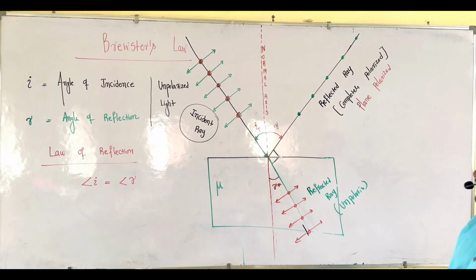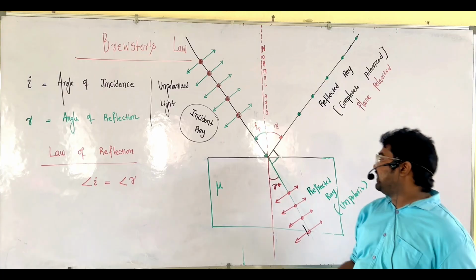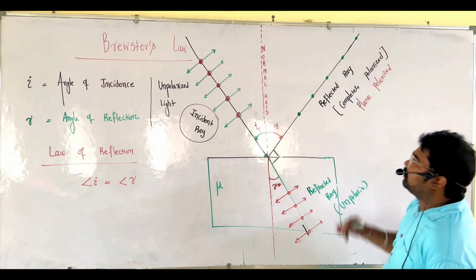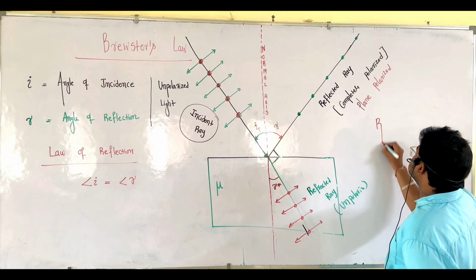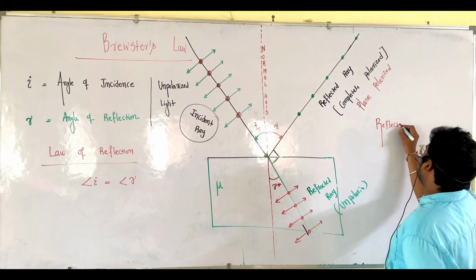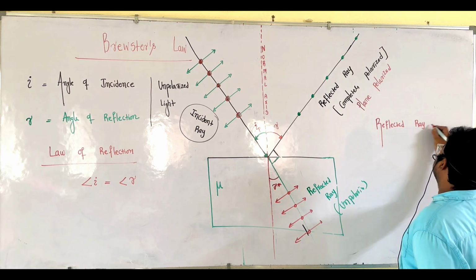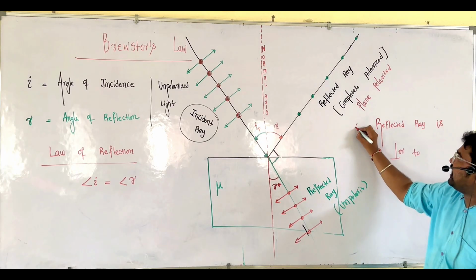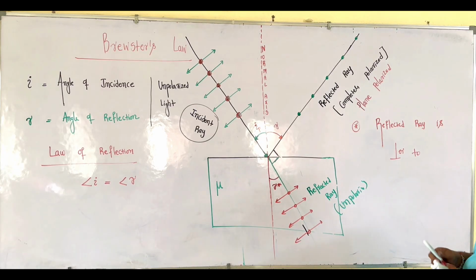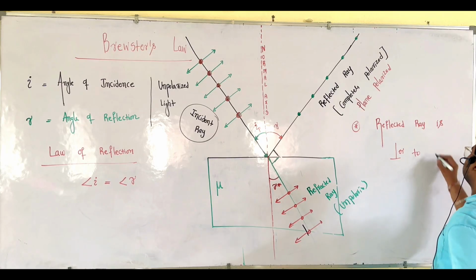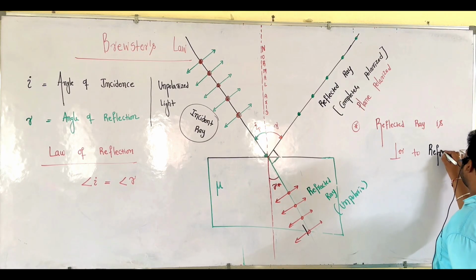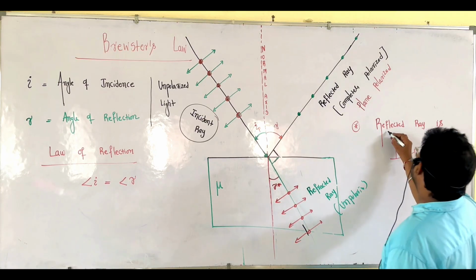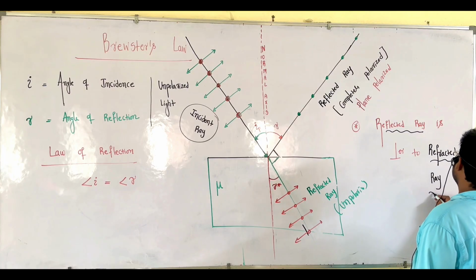So what is mentioned? The reflected ray and refracted ray must be perpendicular. Here according to Brewster's law, the reflected ray is perpendicular to the refracted ray. Okay?